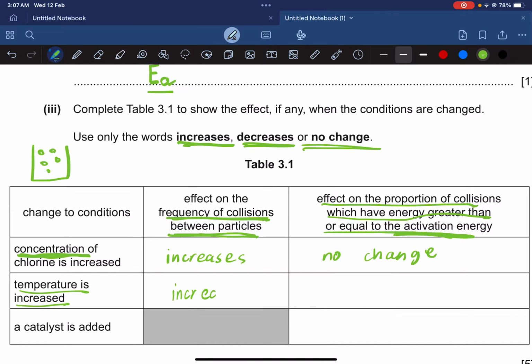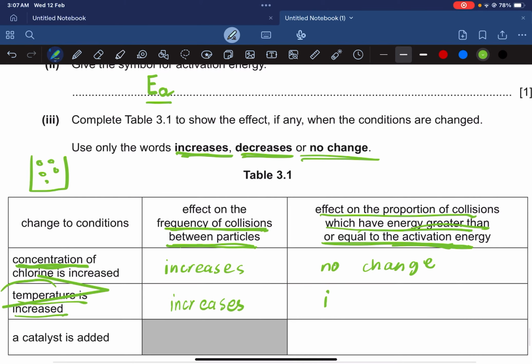Next is effect on the proportion of collisions which have energy greater than or equal to the activation energy. Obviously when we increase temperature, we give particles more energy. So more particles will have energy equal to or greater than activation energy. So it is also going to be increases.